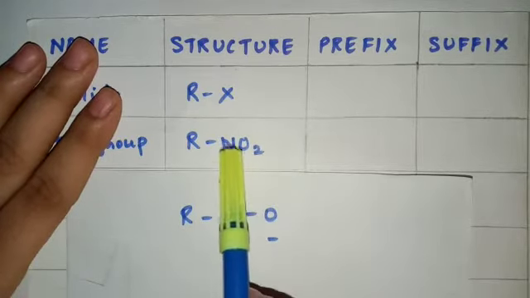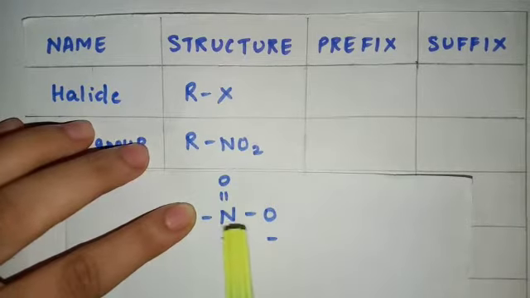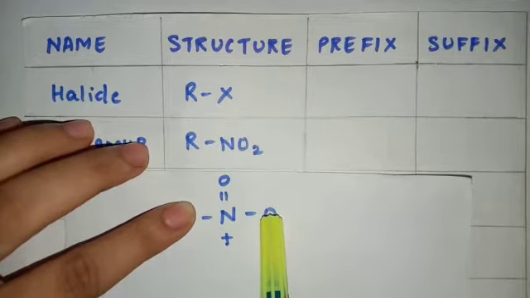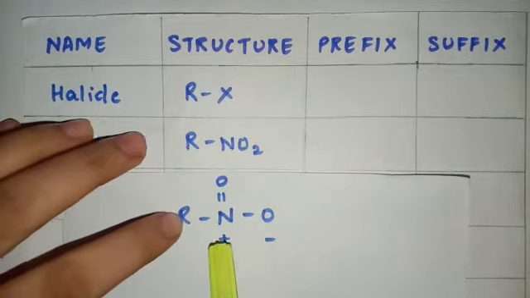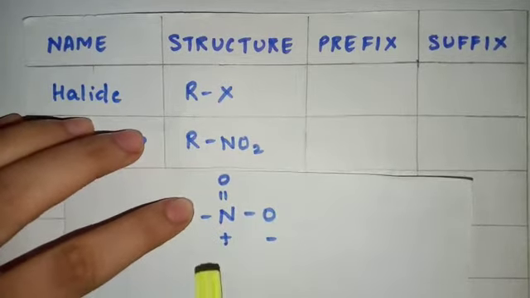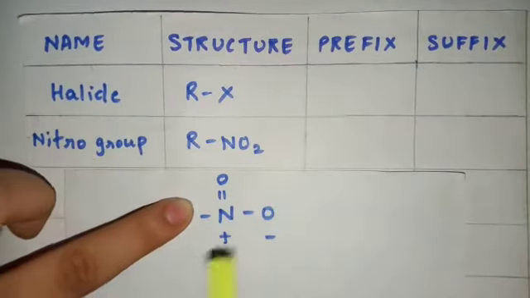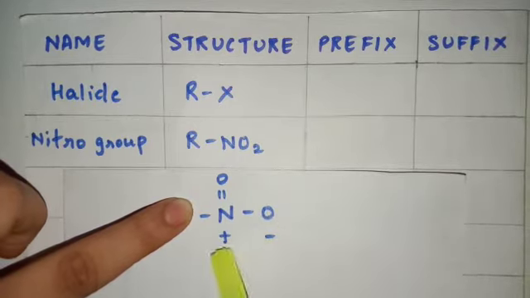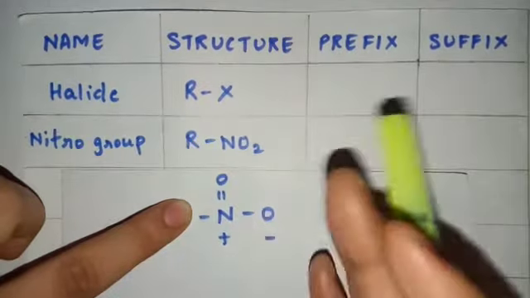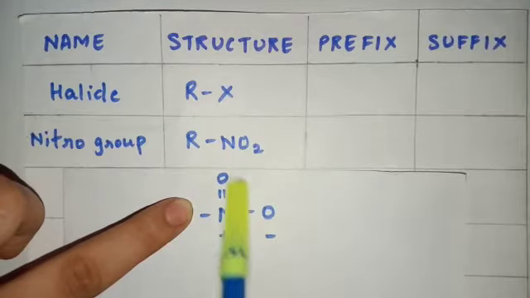This NO2 is the condensed form. Actually it is like this: N, double bond with one oxygen, single bond with the other oxygen. This much part is the nitro part, and over here obviously there will be an alkyl group. If only this much is written, that also indicates that it is a nitro functional group. What are these positive and negative charges? There is a positive charge on nitrogen and a negative charge on oxygen. You will understand this a bit more after you learn more about organic chemistry, so don't worry about that, just remember the open structure.